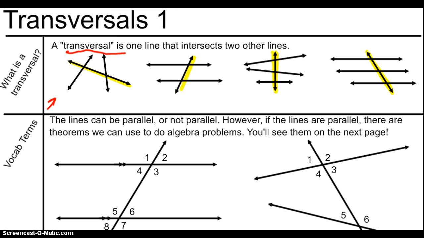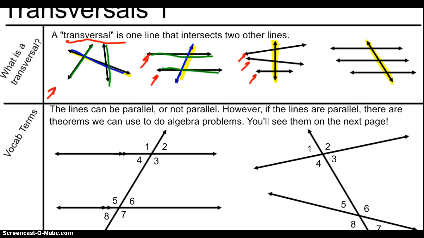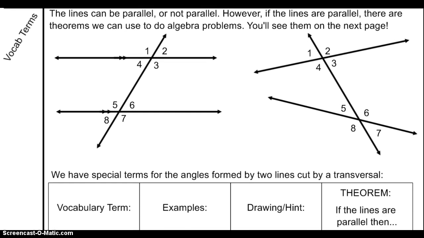Now, like I said, transversals can cut through two lines, like in this one, okay? Or they can cut through three or more lines, like over here. A transversal, like this one, can cut through two parallel lines, or a transversal like this one can cut through two lines that are not parallel to each other, that'll intersect eventually. So we've got a parallel example here and a non-parallel example here.